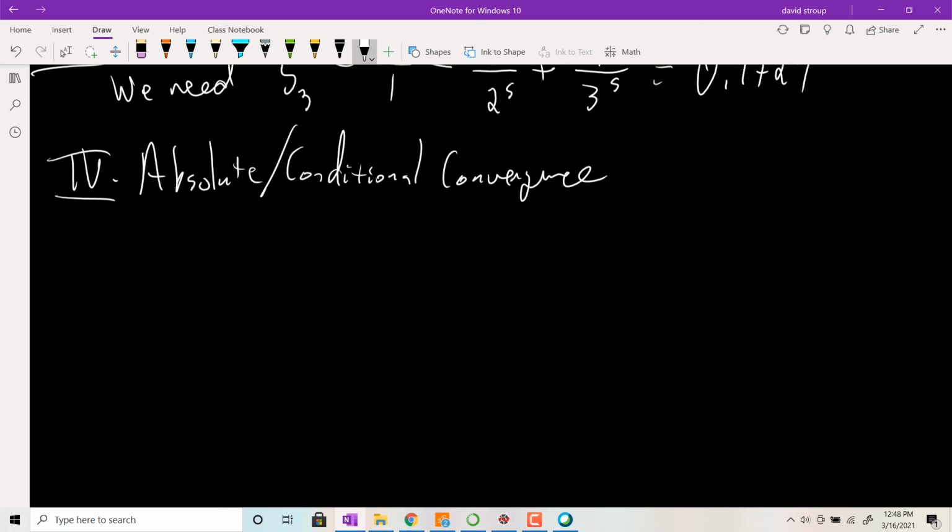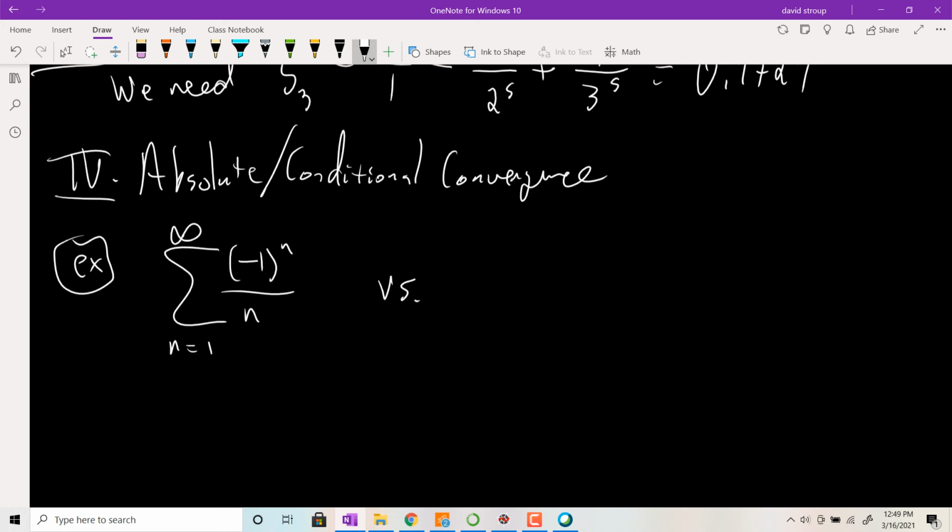Okay, so what is the difference? Well, it's about absolute values of terms of a series. So compare this thing, which is called the alternating harmonic series, with the harmonic series.